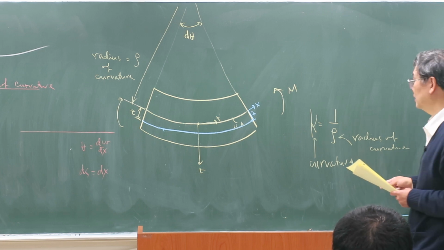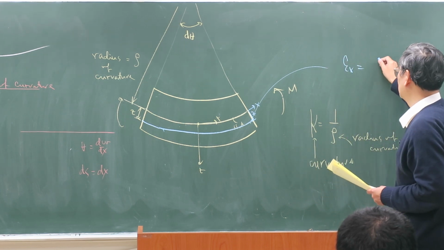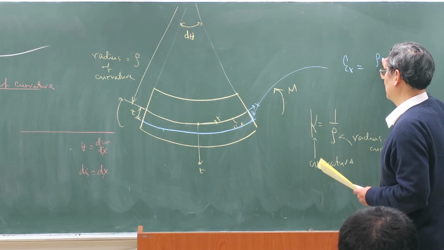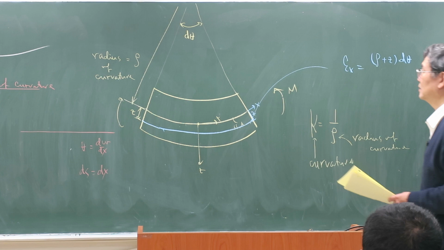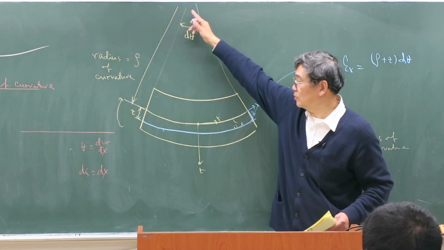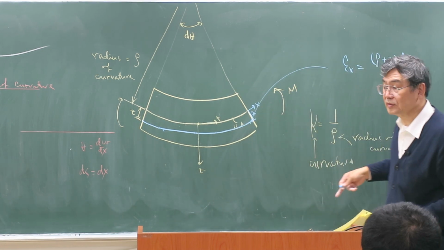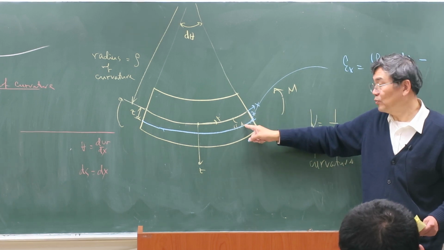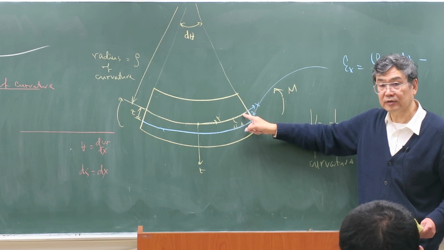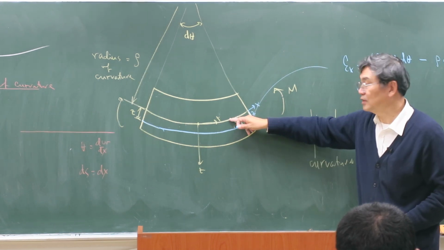Then the strain epsilon x is equal to the length, rho plus z d theta, minus the unstretched length. Original, this blue line, the unstretched length is equal to rho d theta. All right? The length of this one is rho d theta.